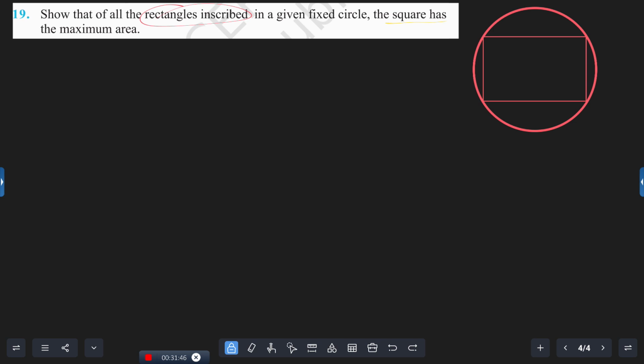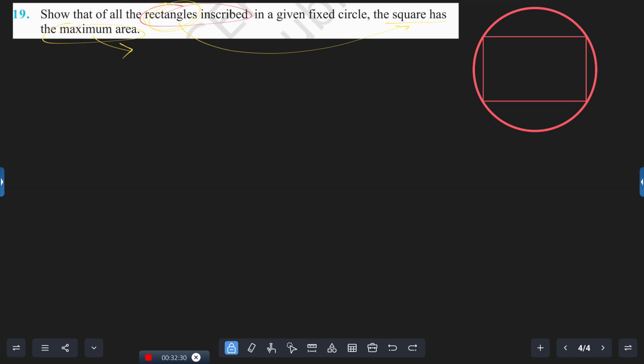What we have to show is that of all rectangles inscribed in a given fixed circle, the square has maximum area. Listen carefully, the question is very twisted. For the rectangle to become a square, the square has a maximum area, which means the rectangle has a maximum area. When you find the length and breadth, both will be equal. In the rectangle, if length and breadth are equal, what is the rectangle called? Square. That is what they are telling here.